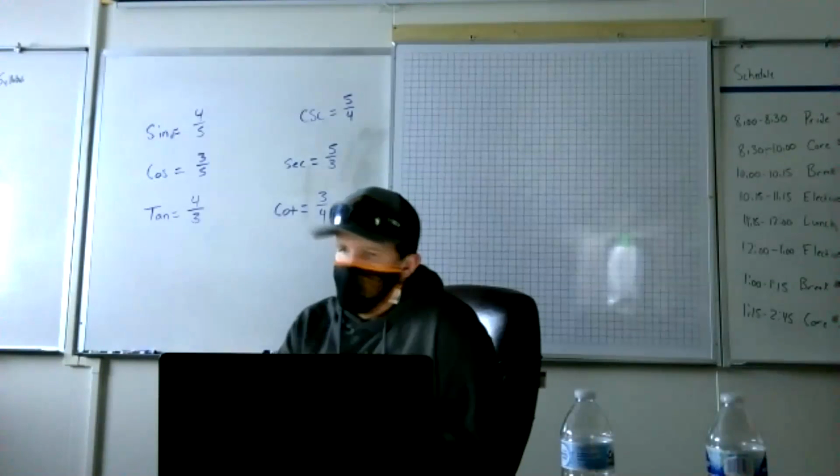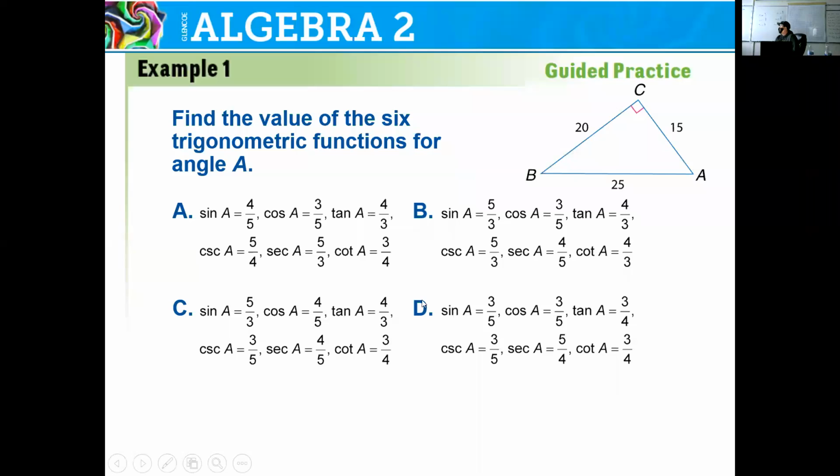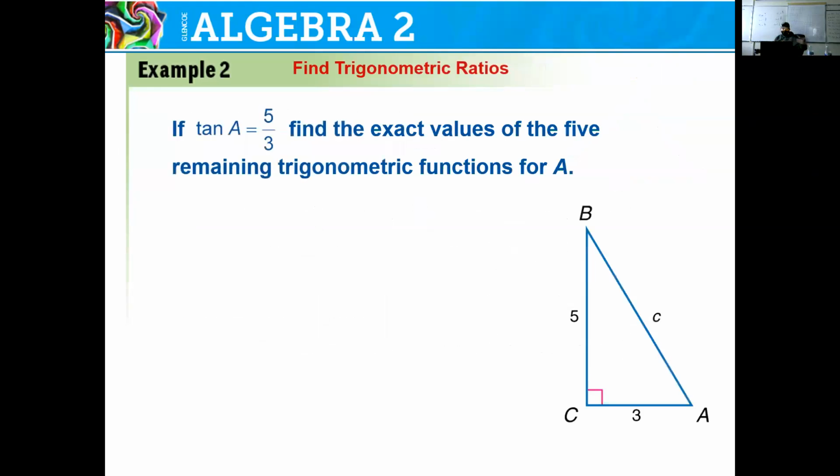So now it's just time to pick the answer that has all those. And that answer is A. Okay, so you can see how these work. Pretty simple, pretty smooth. Okay, here it's a little bit tricky, but it's not necessarily the worst.